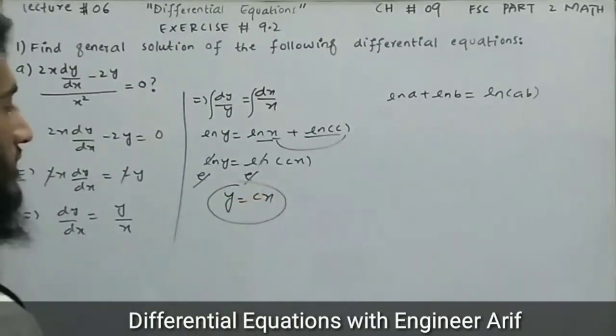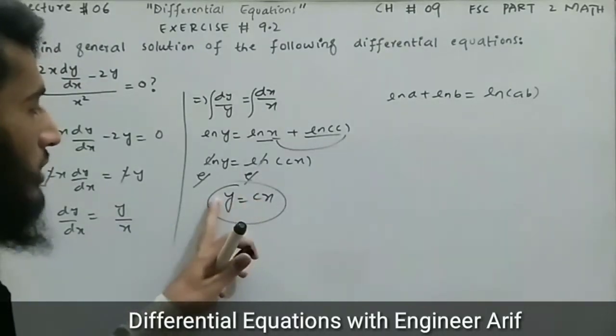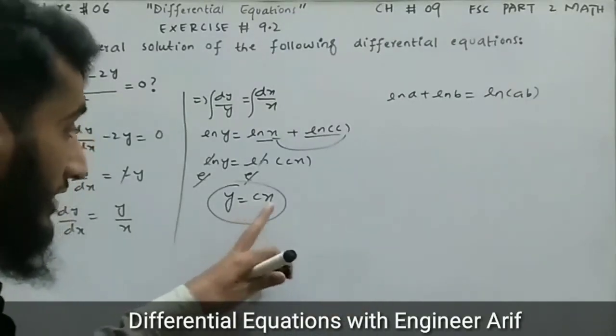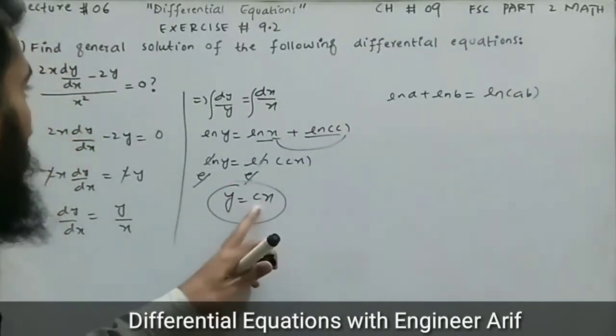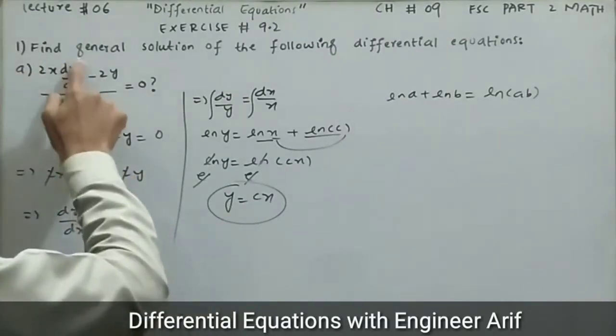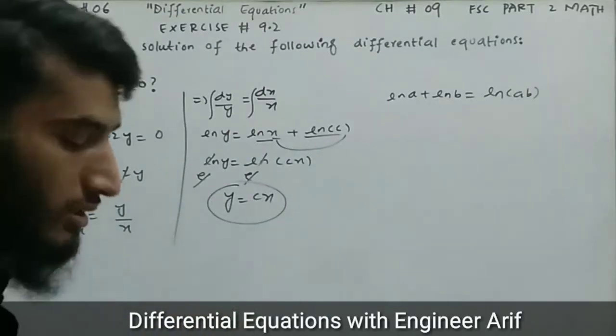So this is the required general solution, because in this solution the dependent variable y and independent variable x are dependent upon a single arbitrary constant. That's why this is the general solution of the first order differential equation. This is a first order differential equation because the highest power of the dependent variable y is 1. So this is the required general solution.